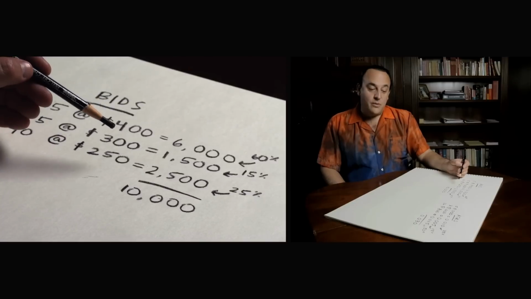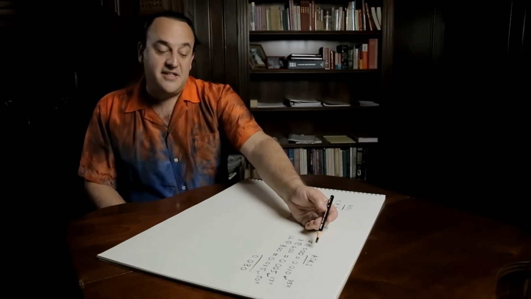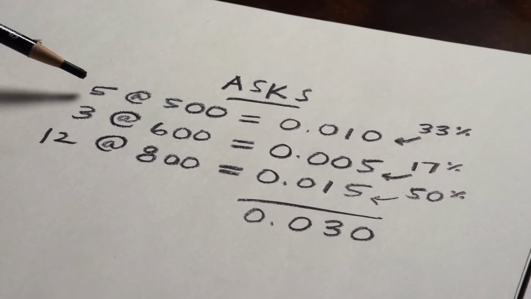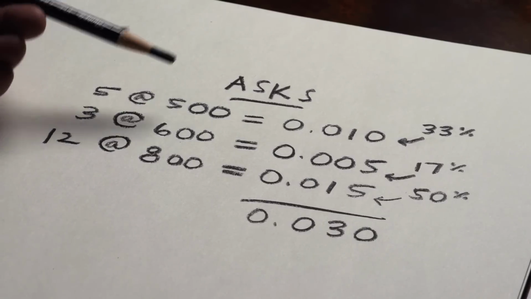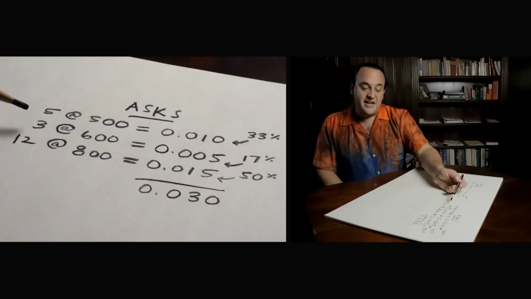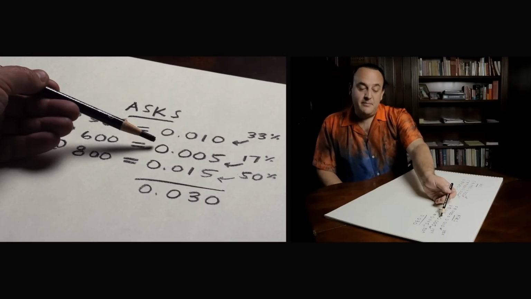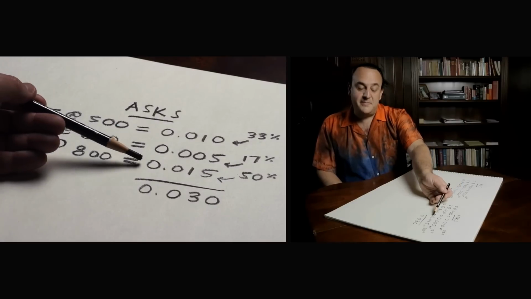Now let's look at how magnitude is computed on the ask side of the order book. The math is a little bit different. In this case, you take 5 bitcoins divided by $500 per bitcoin, giving a magnitude of 0.010. In the second case, 3 divided by 600 gives this magnitude here, and 12 divided by 800 gives this magnitude.